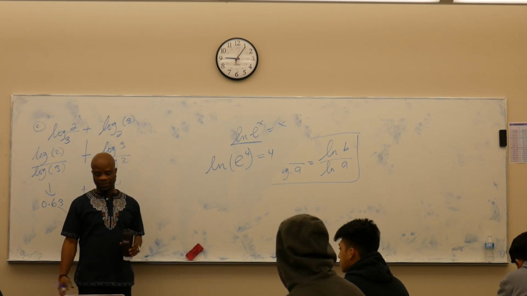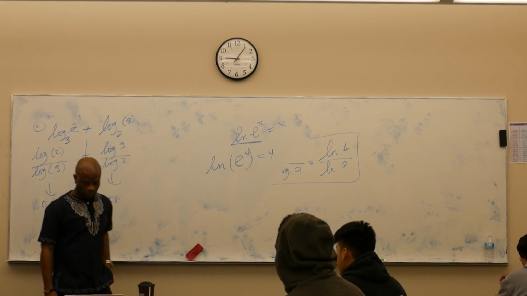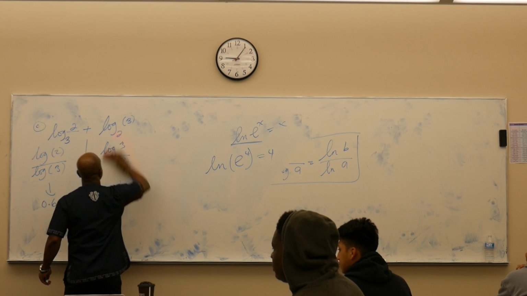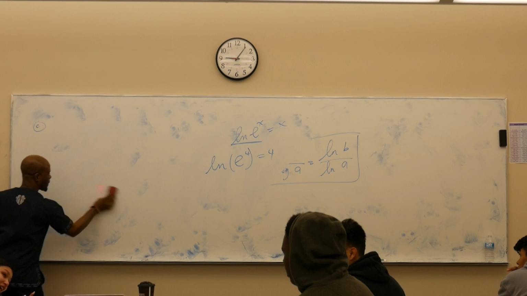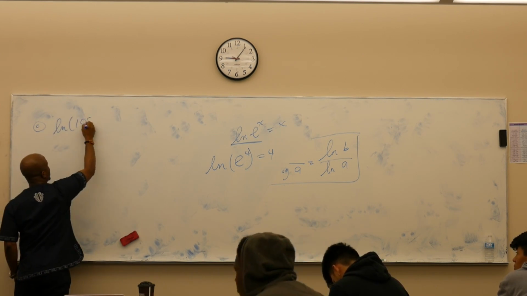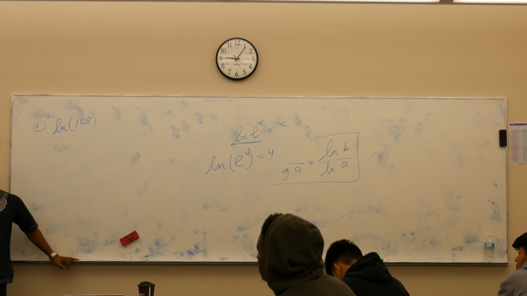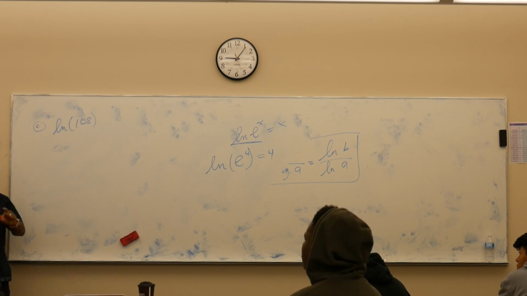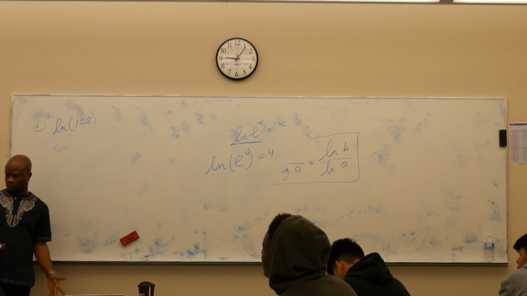Let's do C, because I did C for your cousins. So problem C is asking us the natural log of 108. Hey folks, pay attention. The natural log of 108. We are given 2 and 3. So we need to prime factorize 108 into 2s and 3s.